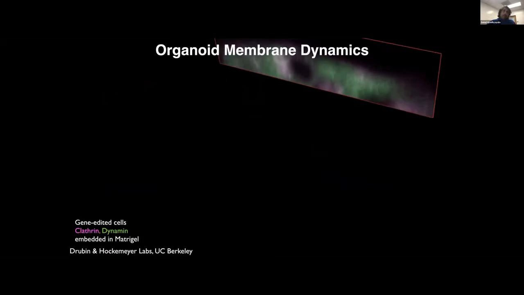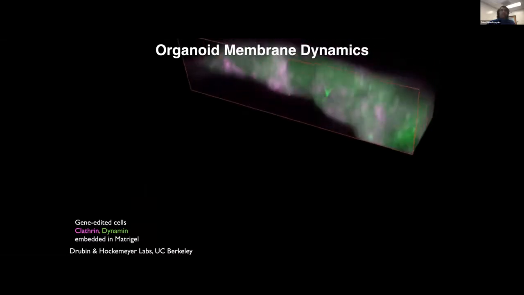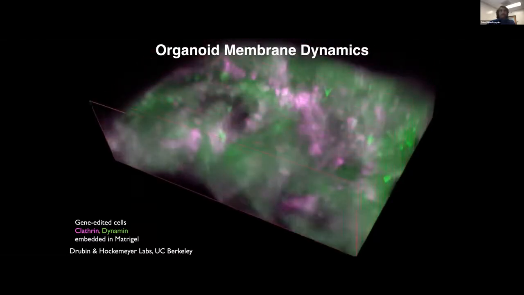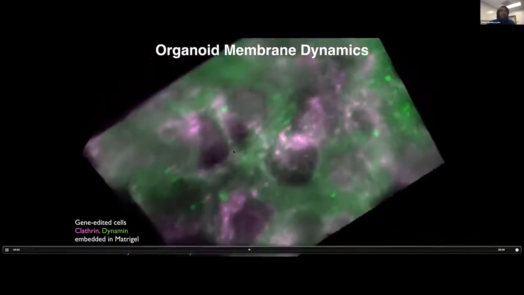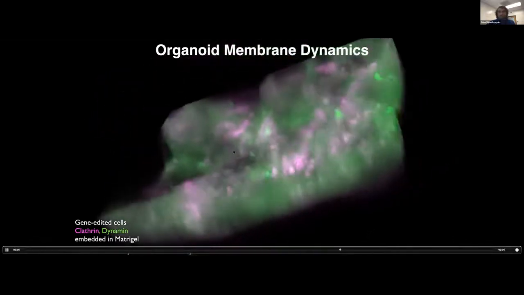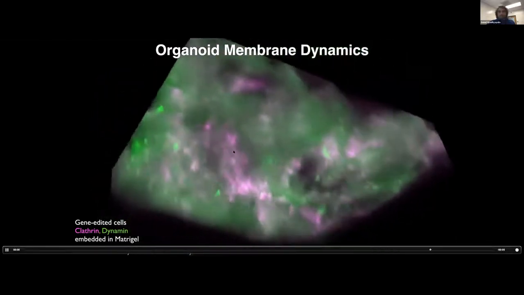And we started by using genome-edited intestinal organoids. In this case, we're expressing clathrin and dynamin, and these are embedded and held together in these matrigels. As you can see, right off the bat, you basically don't have these diffraction limited spots anymore. You basically have more like a fuzz.